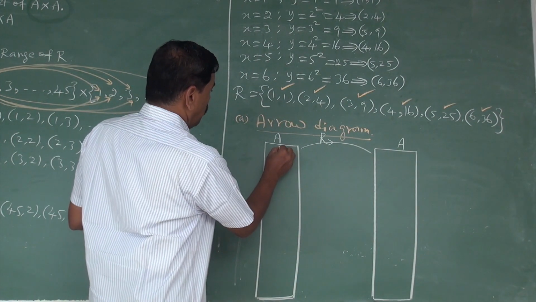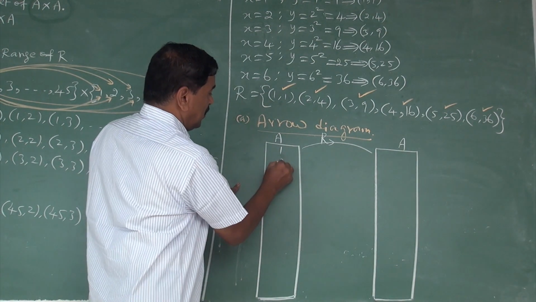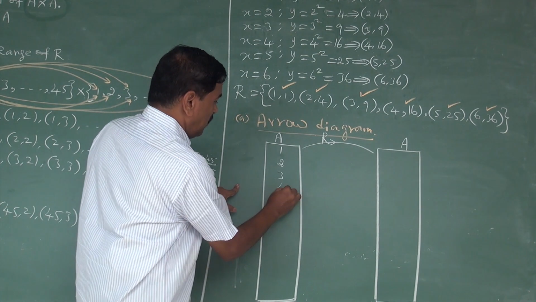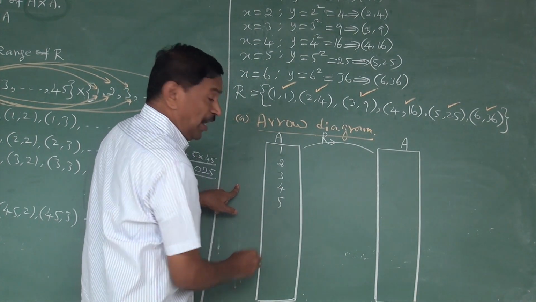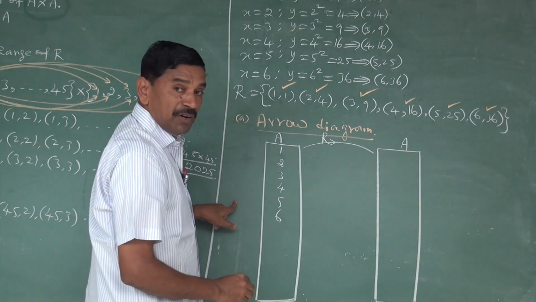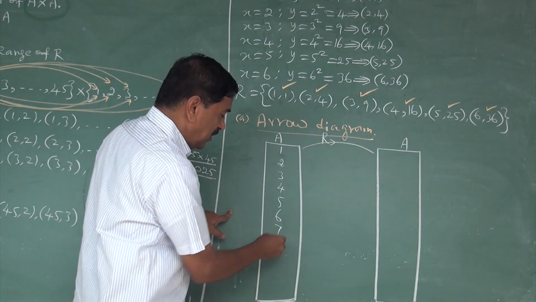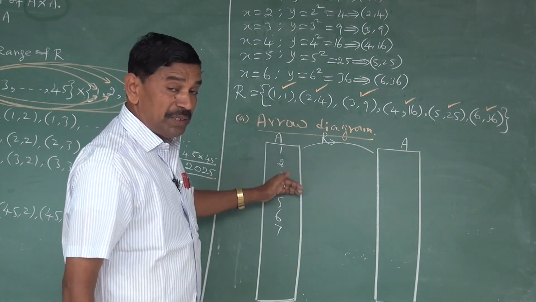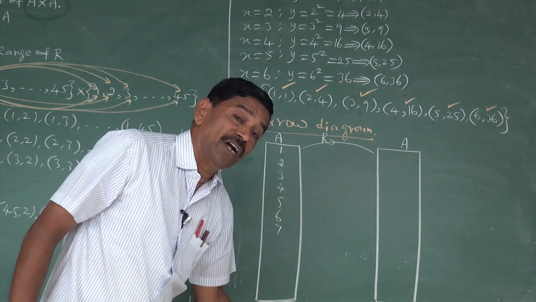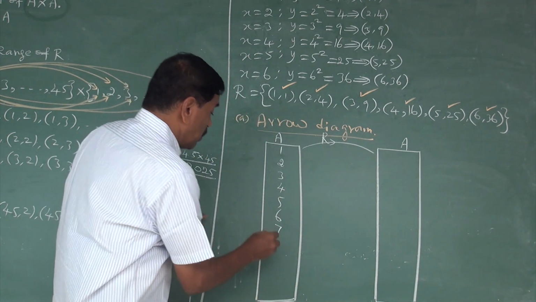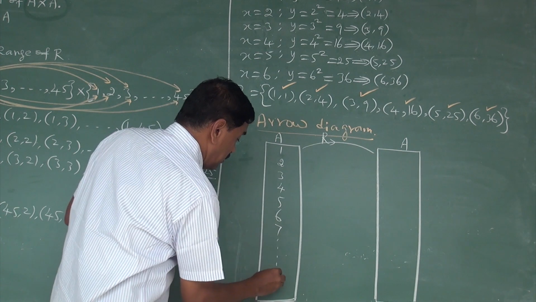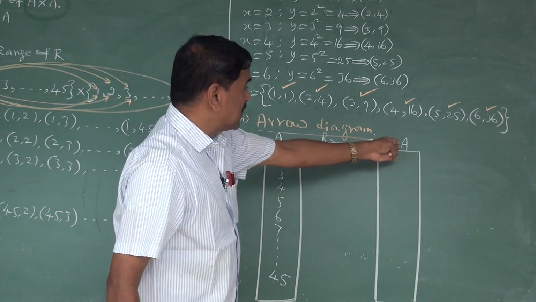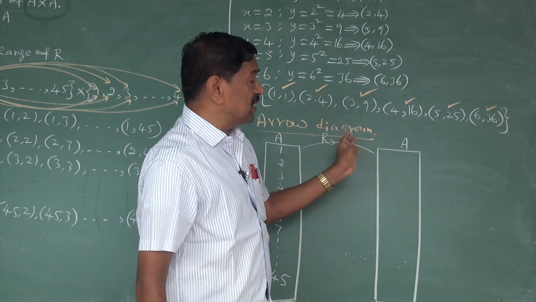Now listen, 1, next 2, next 3, 4, 5, 6, 7. Here there is no place to write all the 45 elements. See, A set equals 1, 2, 3, 4, 5, 7, etc., 44, 45. So we want to use etc. So etc. to 45. Okay, etc. to 45. Next, see second set also A set, that is a relation from A to A.